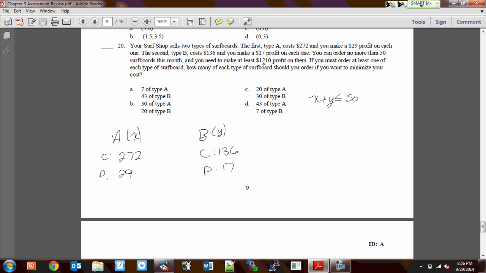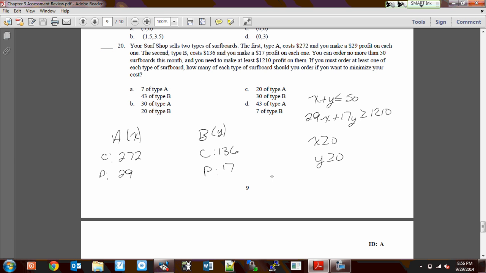And you need to make at least $1,210. So we're going to use our profit for that. We're going to do 29X plus 17Y. We want to make at least $1,210. And of course, our 2 standbys, X is greater than or equal to 0, Y is greater than or equal to 0. So now we're going to graph these 4 constraints.